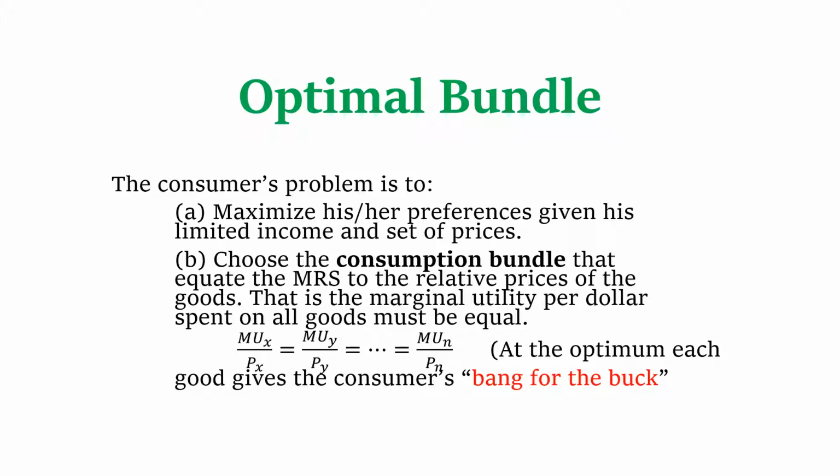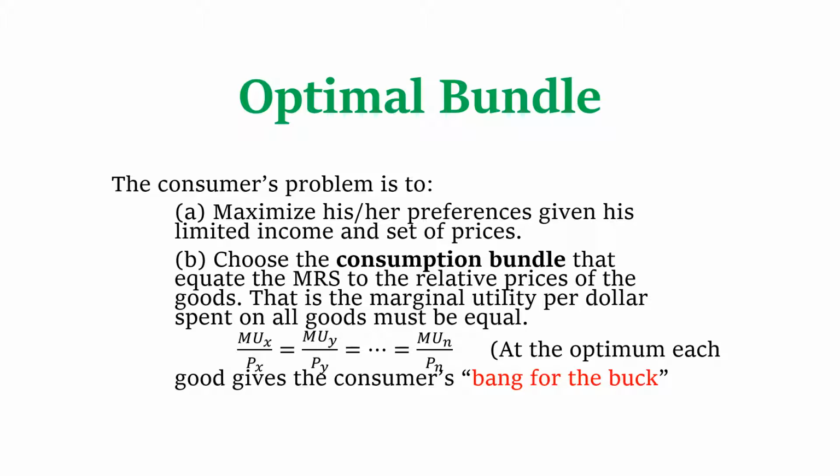So subject to the consumer's income and the set of prices. Again, it depends on the prices. If the prices are out of reach, he's not going to buy those goods. He's not going to choose them. He's not going to make a decision on those goods.